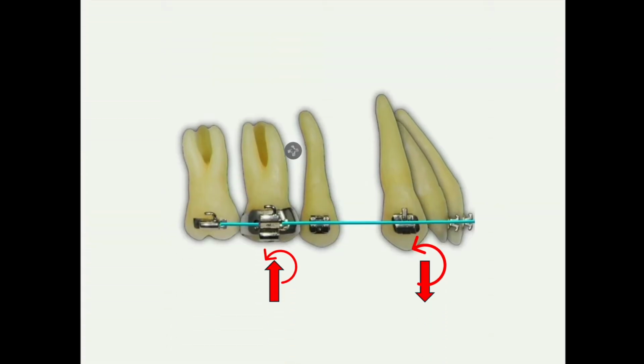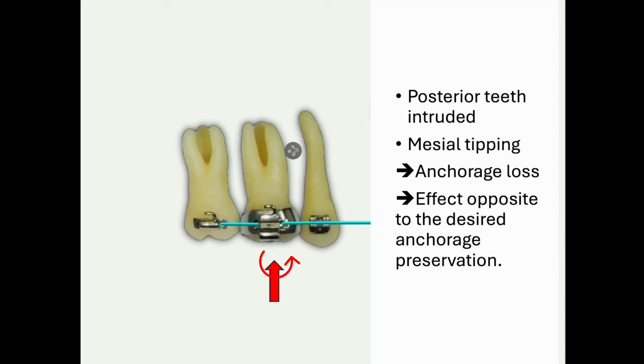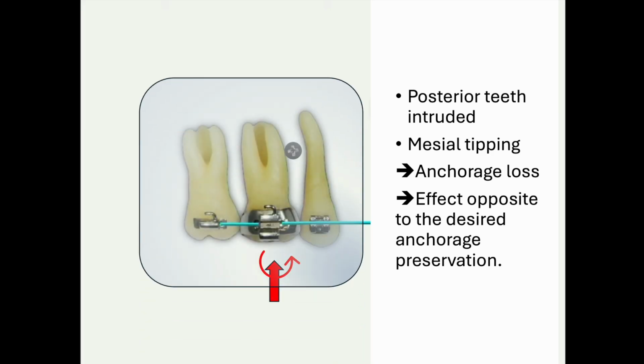This triggers geometry 3 mechanics as described by Dr. Burstone. With geometry 3, we know that the force system goes like this. But pay more attention to the posterior teeth. This geometry creates an intrusive force and a mesial tipping moment on the posterior teeth. So what is the result? The molars tip mesially and intrude. So we have anchorage loss and an effect opposite to the desired anchorage.